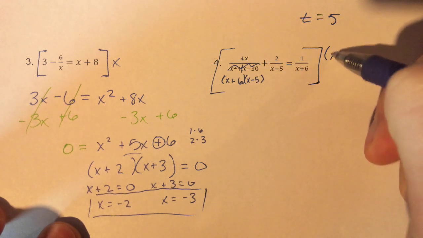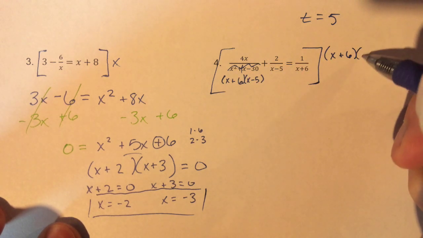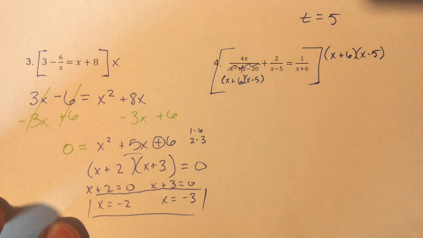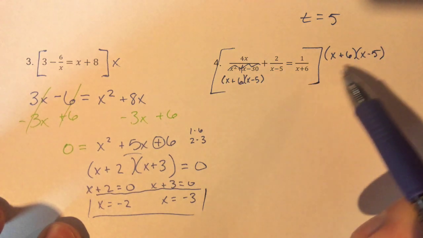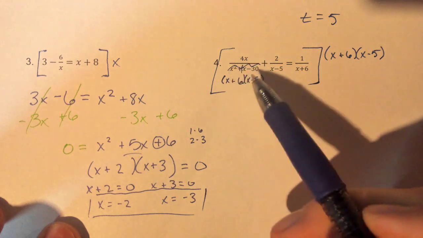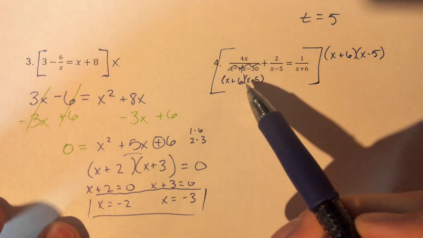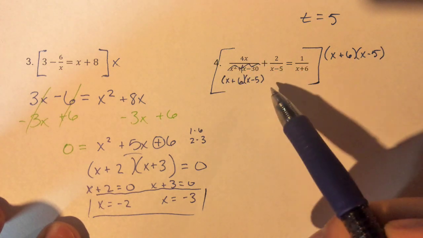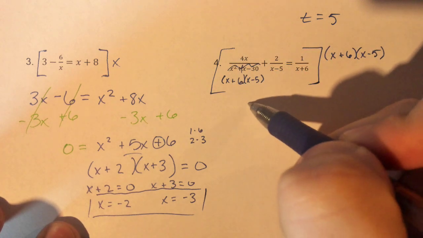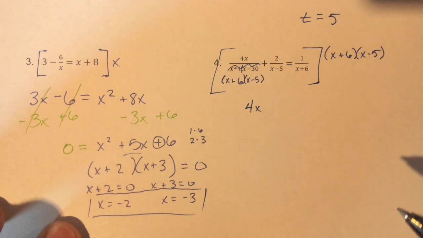It's, of course, just going to be those things smushed together, x plus 6 and x minus 5. So we look at this first one. What's going to cancel in that first term? The x plus 6 would cancel each other out. The x minus 5s would cancel each other out. So I'm just left with that 4x.